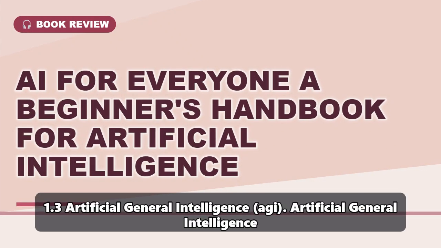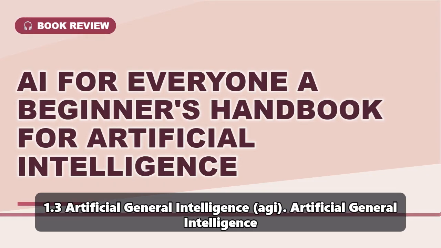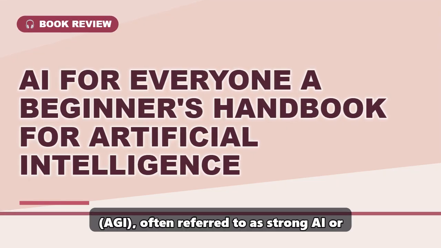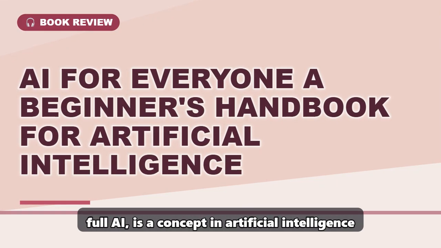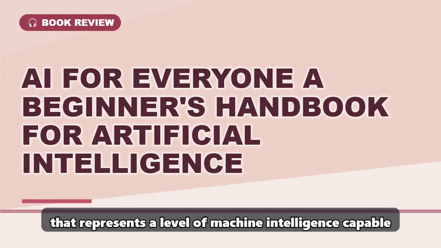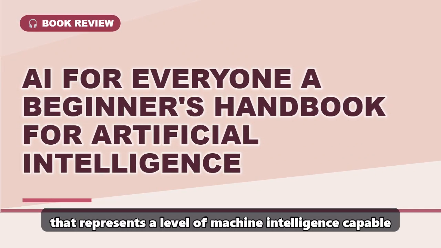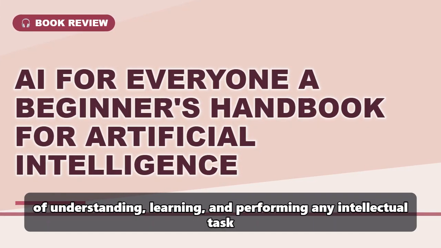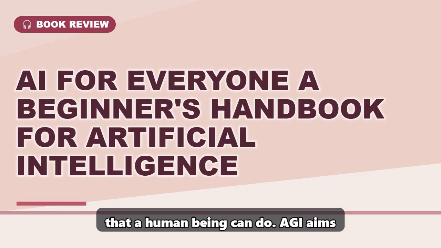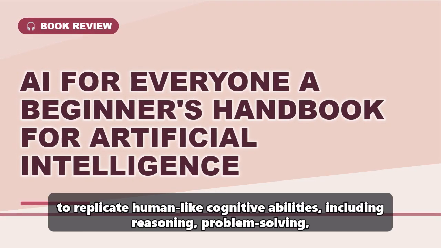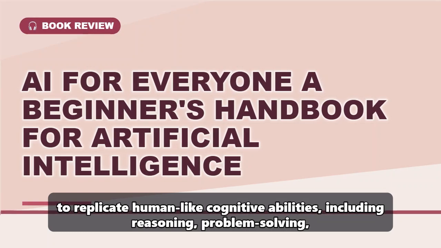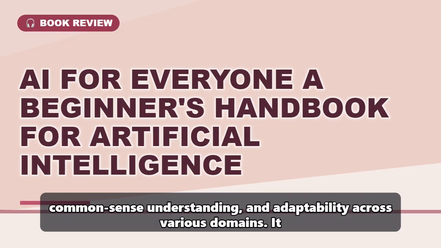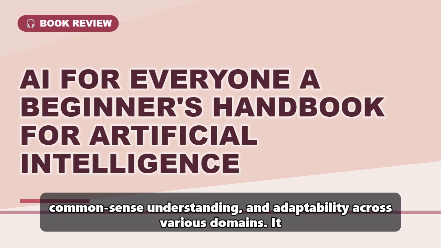1.3 Artificial General Intelligence, AGI. Artificial General Intelligence, AGI, often referred to as strong AI or full AI, is a concept in artificial intelligence that represents a level of machine intelligence capable of understanding, learning, and performing any intellectual task that a human being can do. AGI aims to replicate human-like cognitive abilities, including reasoning, problem-solving, common-sense understanding, and adaptability across various domains.